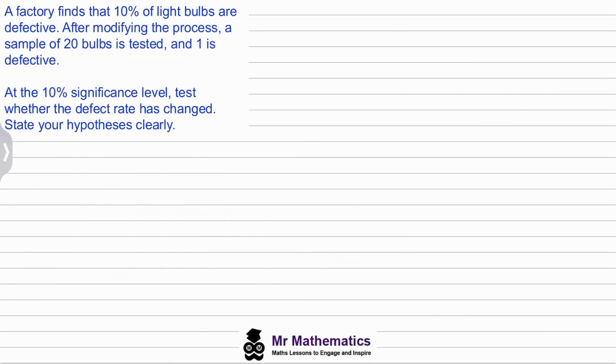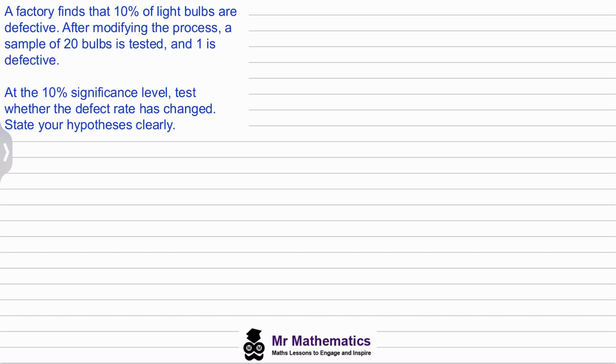So finally, we're told that a factory finds that 10% of light bulbs are defective, and after modifying the process, a sample of 20 bulbs is tested and one is defective. At the 10% level of significance, test whether the defect rate has changed and state our hypotheses clearly. So now we're looking at a two-tailed test because we haven't been told whether the probability is greater than or less than. So we need to check for both.